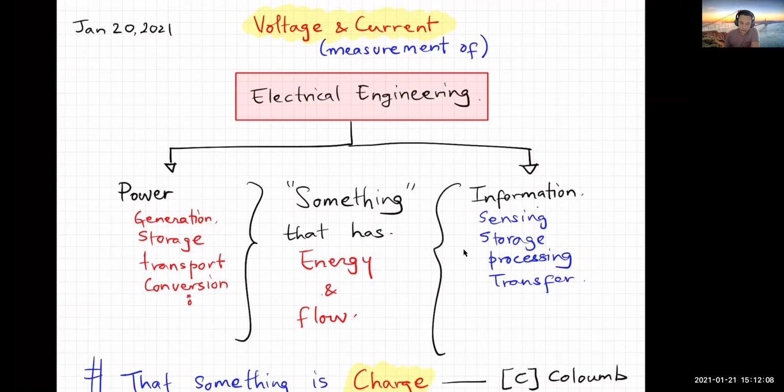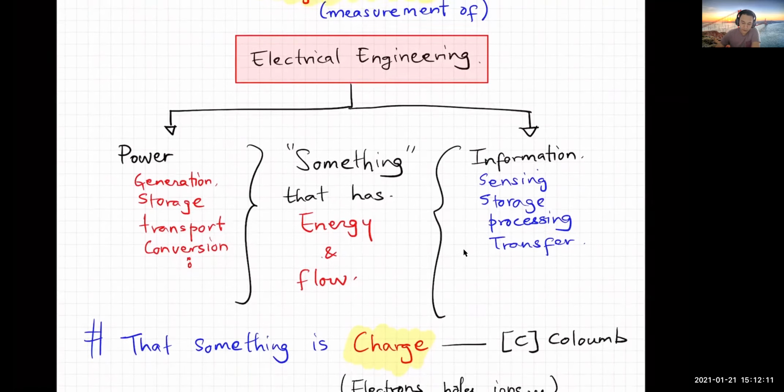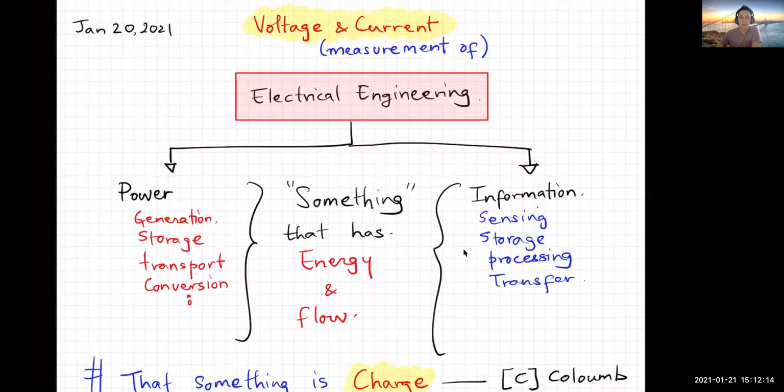Okay, so before we start talking about voltages and currents, I just want to quickly talk about electrical engineering, to sort of give a motivation for voltages and currents. If you think broadly about it, electrical engineering has to do with either generation, storage, transport, and conversion of power, or it has something to do with information and its sensing, storage, processing, and transfer, right? So broadly speaking, these are the two branches in electrical engineering.